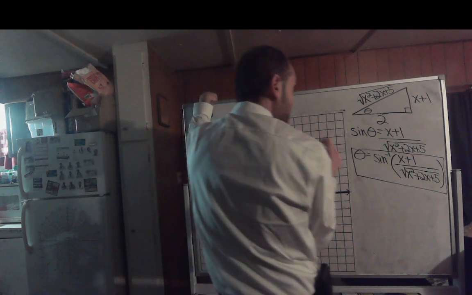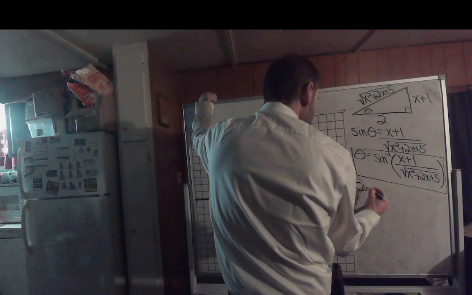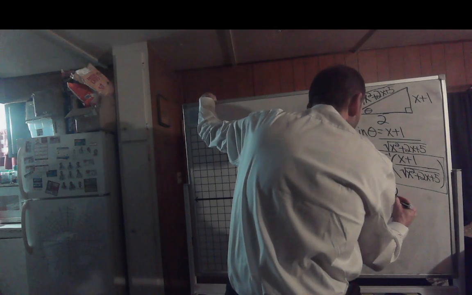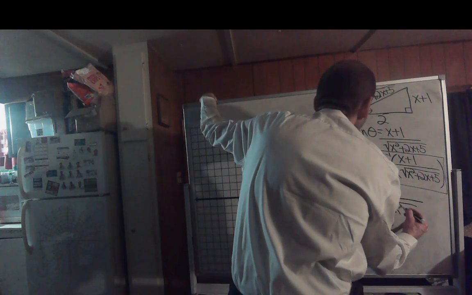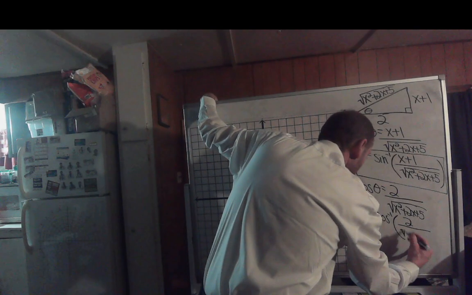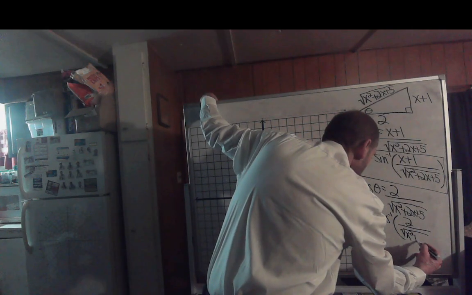Let's set up the cosine, excuse me. The cosine of theta equals 2 over the square root of x squared plus 2x plus 5, which would have to mean then that theta equals the inverse cosine of 2 all over the square root of x squared plus 2x plus 5. So there's another way to express theta.